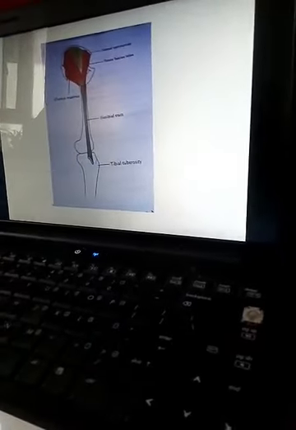Now another modification of the deep fascia of the thigh or fascia lata is the iliotibial tract. This iliotibial tract is a thickened fascia lata on the lateral aspect of the thigh to form about a 2 inches wide band that is known as the iliotibial tract.